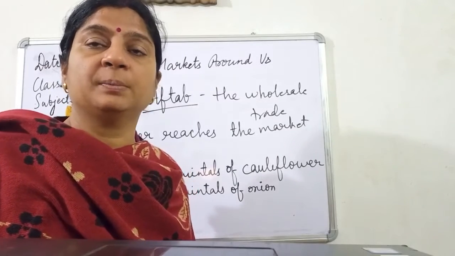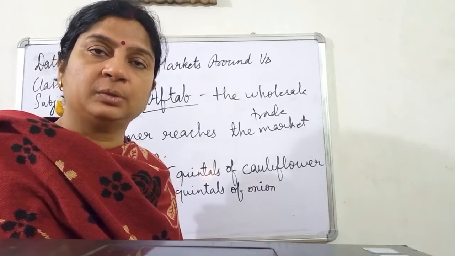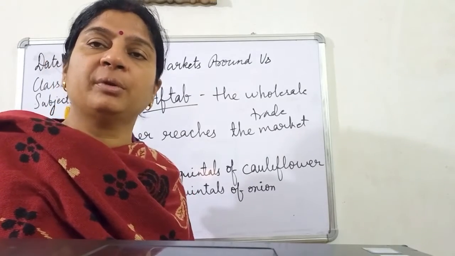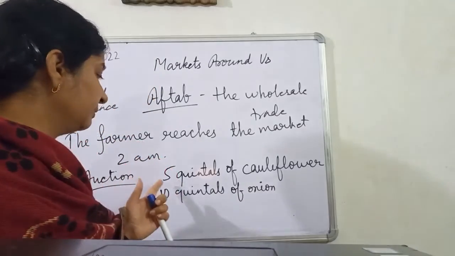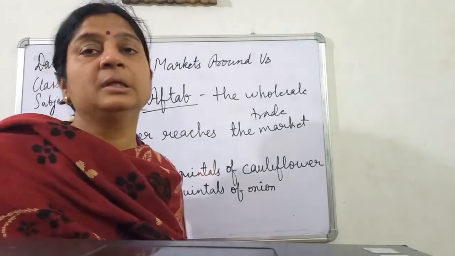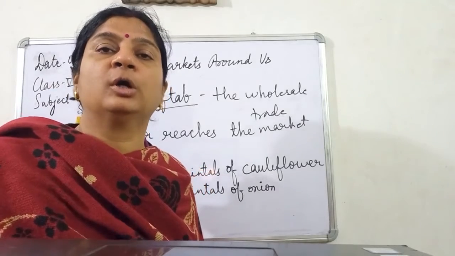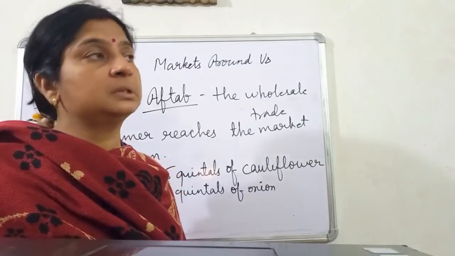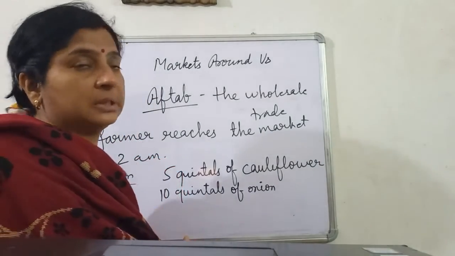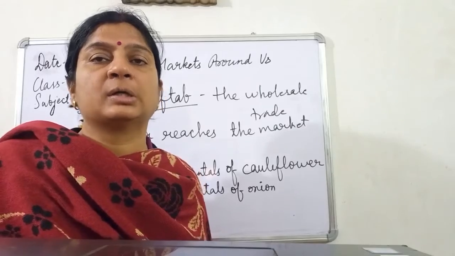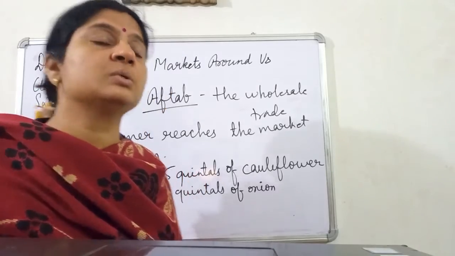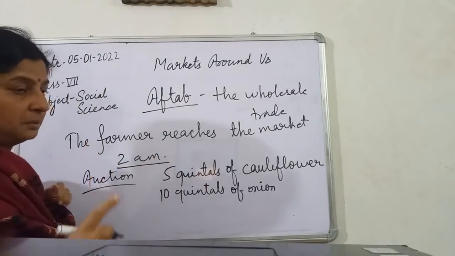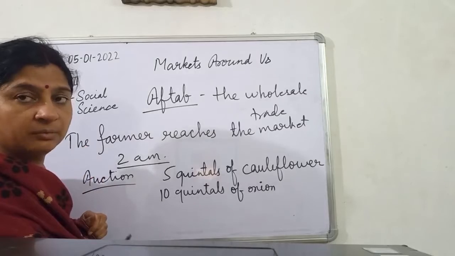He has a shop in the market also, and used to store the vegetables in the market, and now from here he sells these 5 quintal of cauliflower and 10 quintal of onion to different hawkers, hai na? Shopkeepers are there. So he starts selling them to these shopkeepers and hawkers, who start coming to the market around 6 in the morning. He started his day at 2 a.m. because he has to purchase it directly from the farmer.